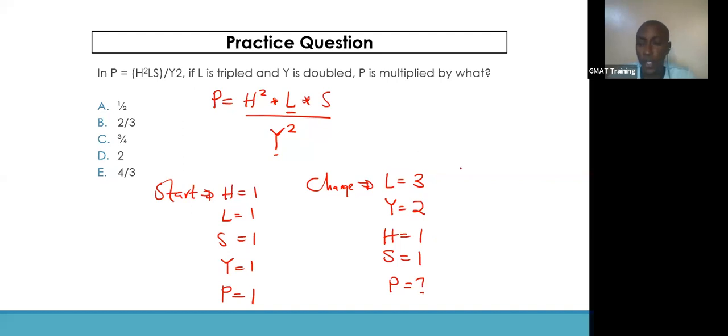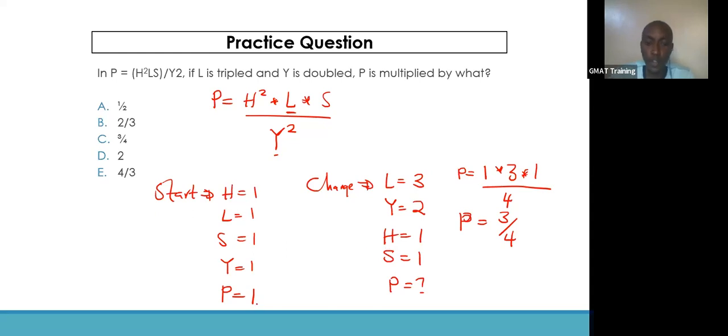So P equals to h squared. In this case, h is 1. 1 squared is equals to 1 times L. L is 3 times S. S is 1 all over y squared, which is 2 squared, which is 4. All right. And so P equals to 1 times 3 times 1, which is 3 over 4. P becomes 3 over 4. From 1 to 3 over 4, then P is definitely multiplied by 3 over 4.